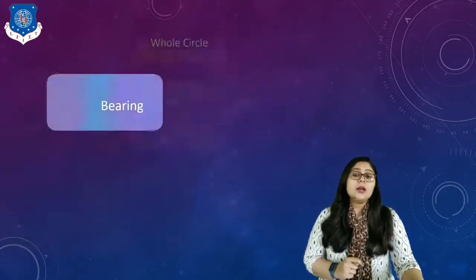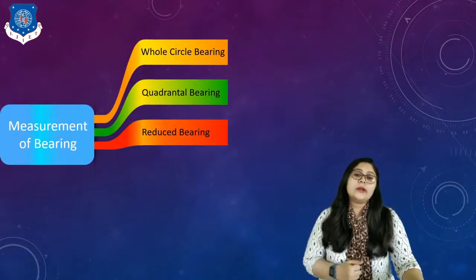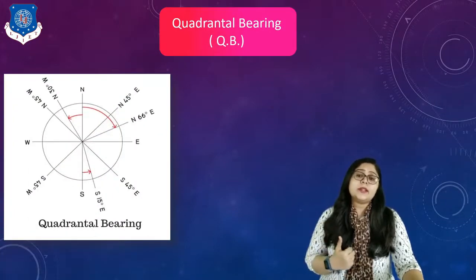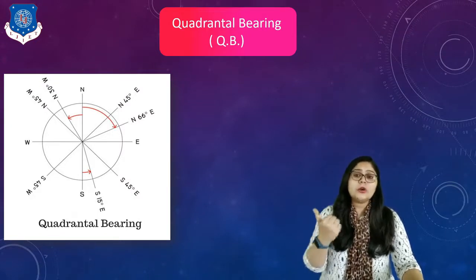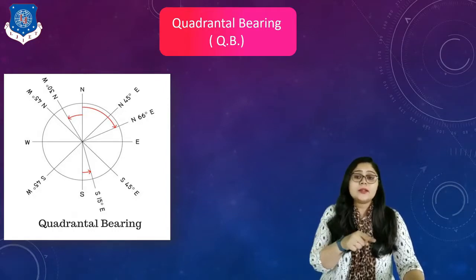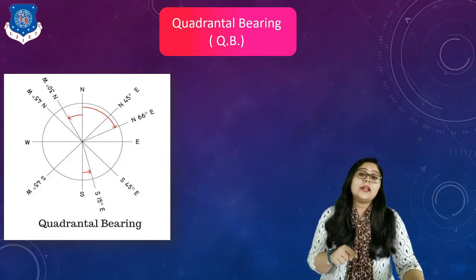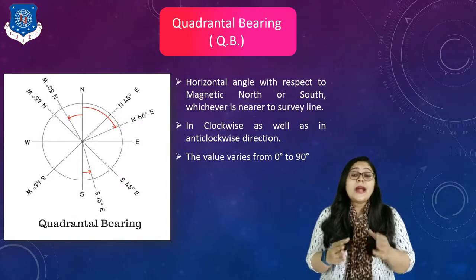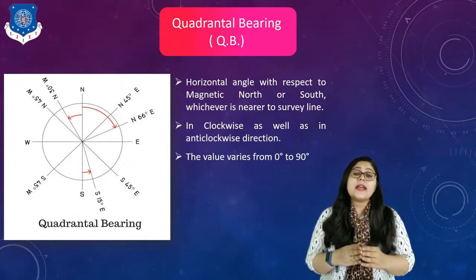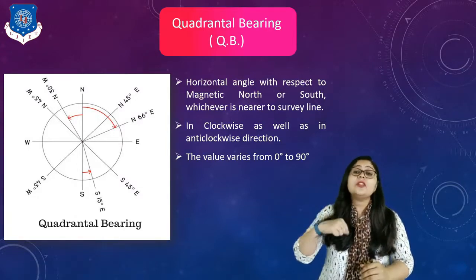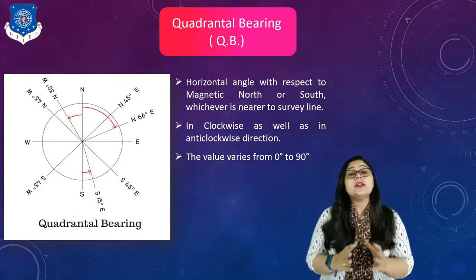Okay. So now let's move to the second type, which is quadrantal bearing. Now what is a quadrantal bearing? In its name it is suggested we are focusing on quadrants now. It means here on screen you can see north, south, east, west, right? But when I divide a circle into quadrants, each quadrant has a value of 0 to 90 degree. It means to achieve that range, I have to calculate angles in the clockwise as well as in the anti-clockwise direction, with respect to north or with respect to south, whichever is nearer to my survey line.